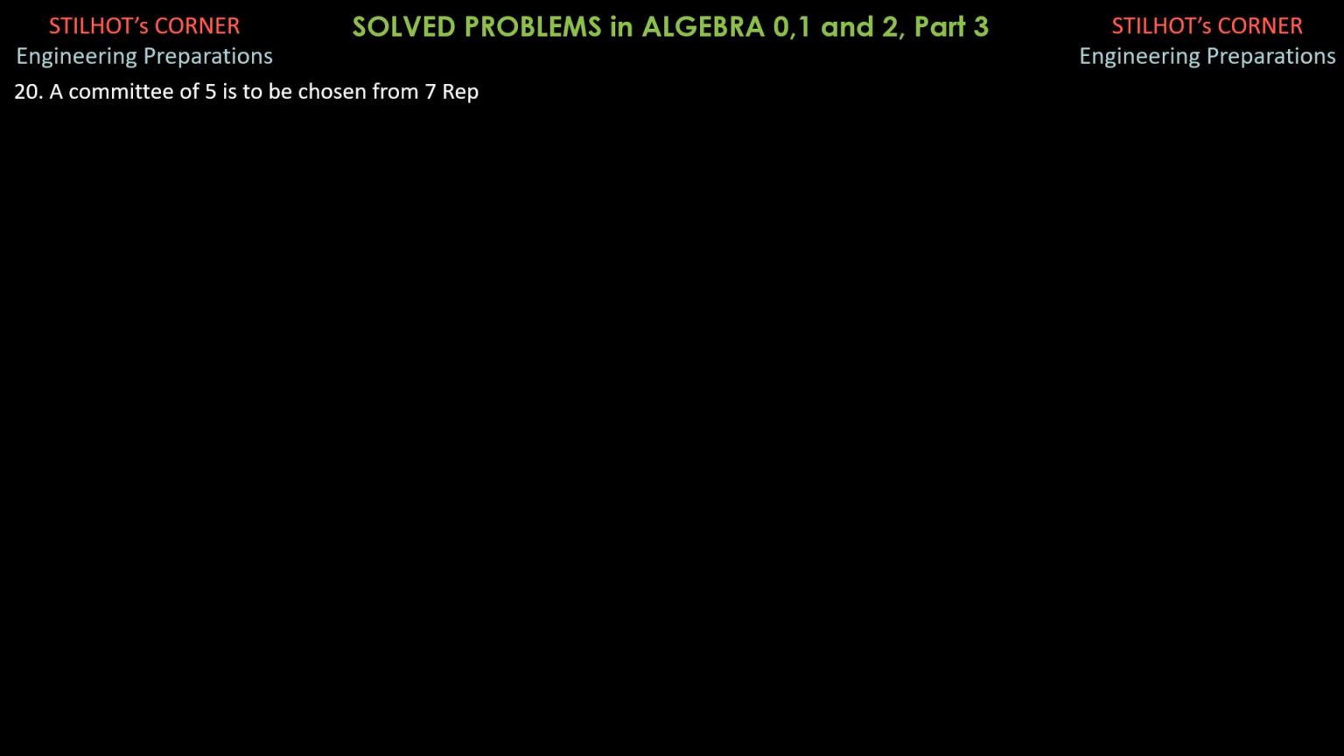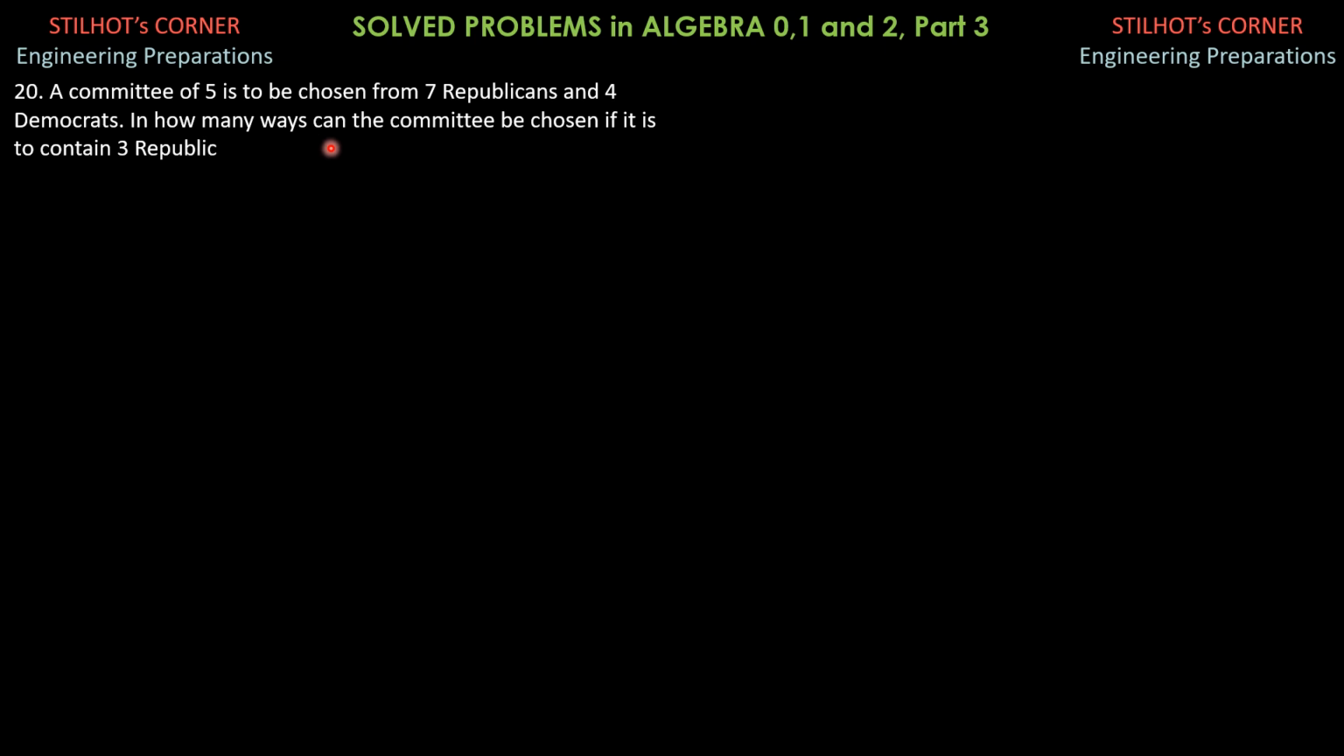Problem 20. A committee of 5 is to be chosen from 7 Republicans and 4 Democrats. In how many ways can the committee be chosen if it is to contain 3 Republicans and 2 Democrats? So the selection of 3 Republicans from 7 is a combination of 7 Republicans taken 3 at a time, because if we have Republican 1, 2, 3, and in any order, those 1, 2, 3 will be on the same combination. So that's why this would be combination.